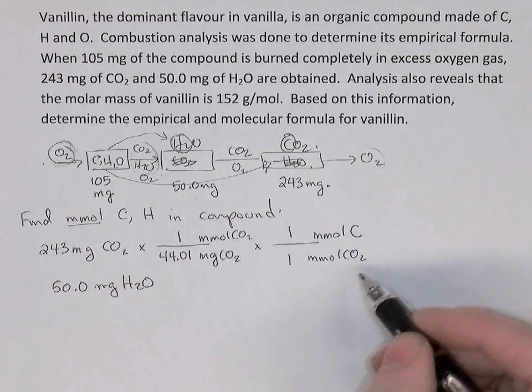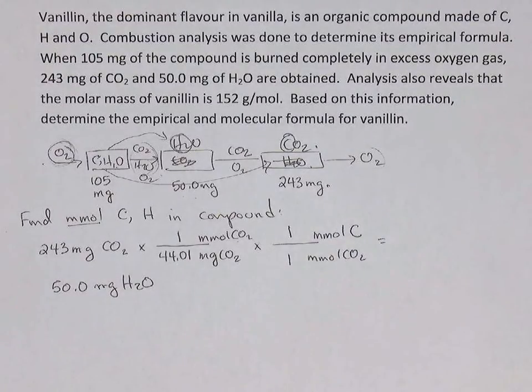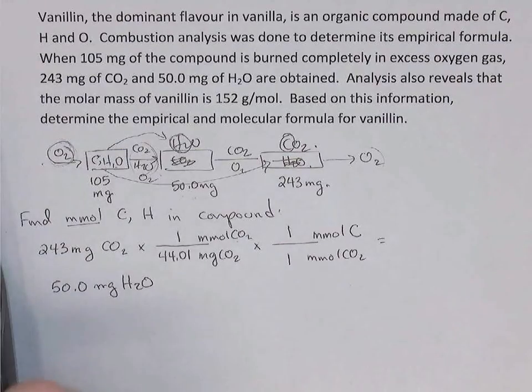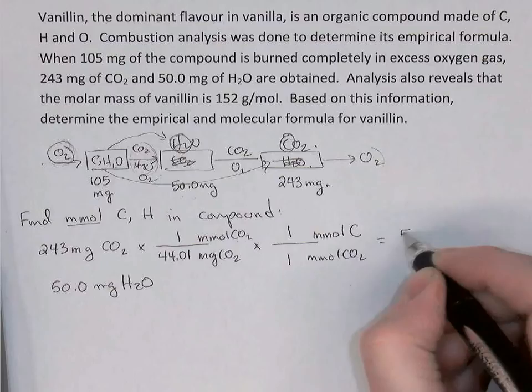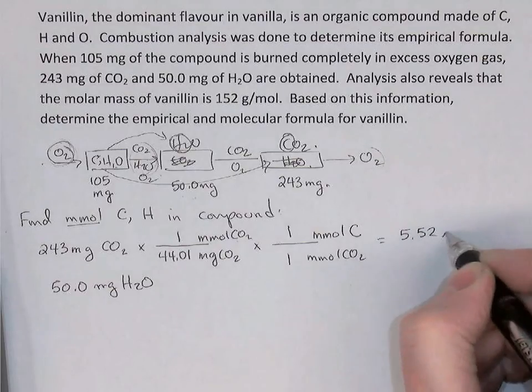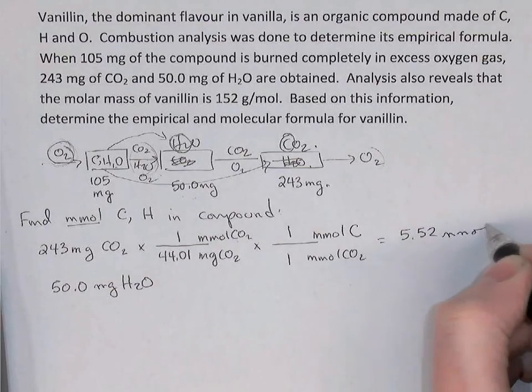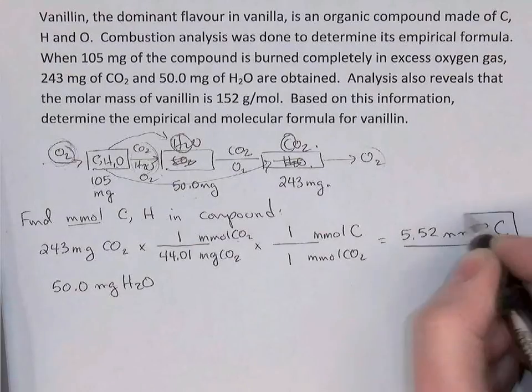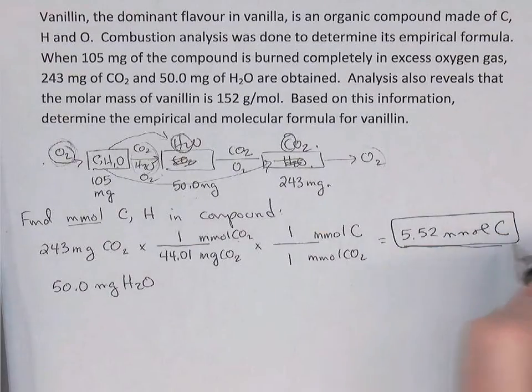So on my calculator, 243 divided by 44.01, we get 5.52 millimoles of carbon. And I'm going to put a box around that because later we're going to use that number in one of our millimole ratios to find the empirical formula.